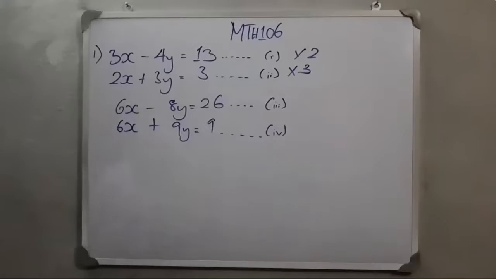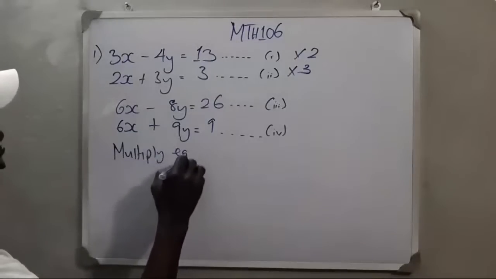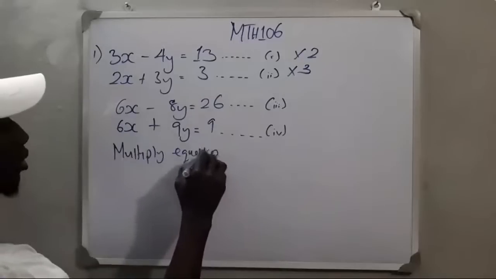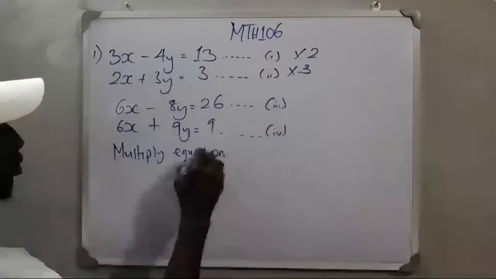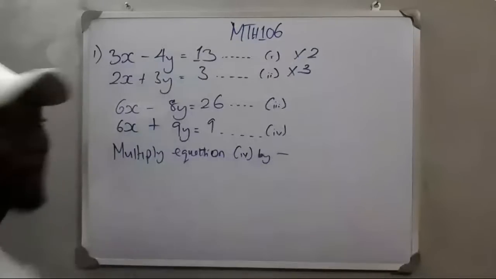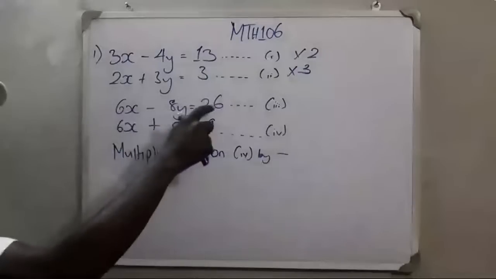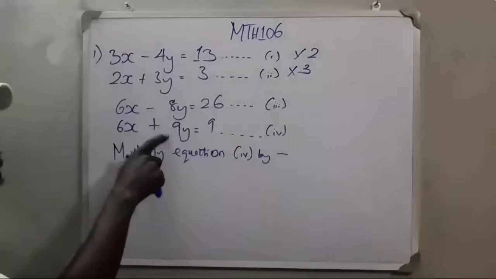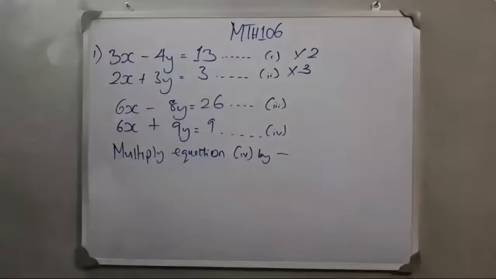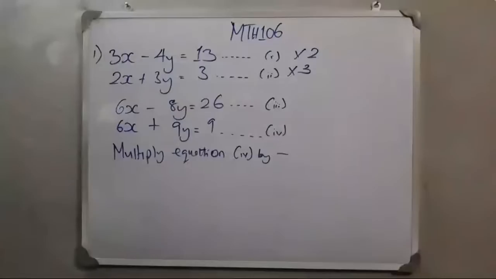We multiply equation 4 by minus. Even the way it is now, 6x minus 8y equals 26, 6x plus 9y equals 9, we will still not achieve what we want. So we now have to multiply equation 4 by minus.